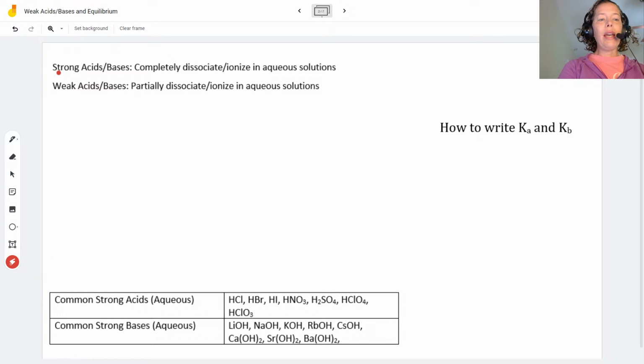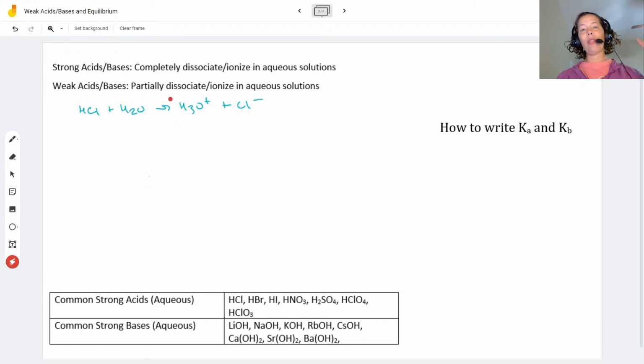So a strong acid or a strong base, because definitions are the same for that, these are molecules that are going to completely dissociate, or we say completely ionize in aqueous solution. So we saw this last week actually. So for example, hydrochloric acid, when you put it in aqueous solution, it completely dissociates into the hydronium ion and the chloride anion. So what I want you to notice is I just have the right hand arrow. So this reaction simply proceeds forward. There is no reverse reaction that happens.